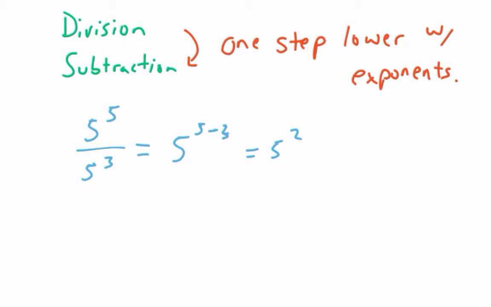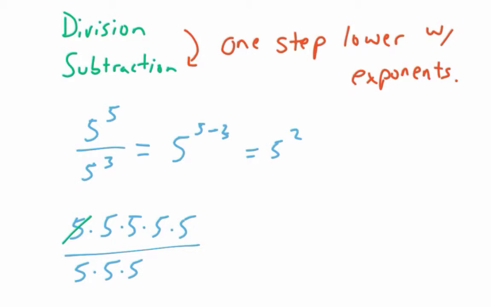And if you want to think about it logically, my 5 to the 5th is going to be 5 5s all multiplied together, right? My 5 to the 3rd is 5 times 5 times 5. Well, since it's all multiplication, we can reduce. We could cancel that one and that one, this one and this one, this one and this one. So we're just left with the 5 squared, right?